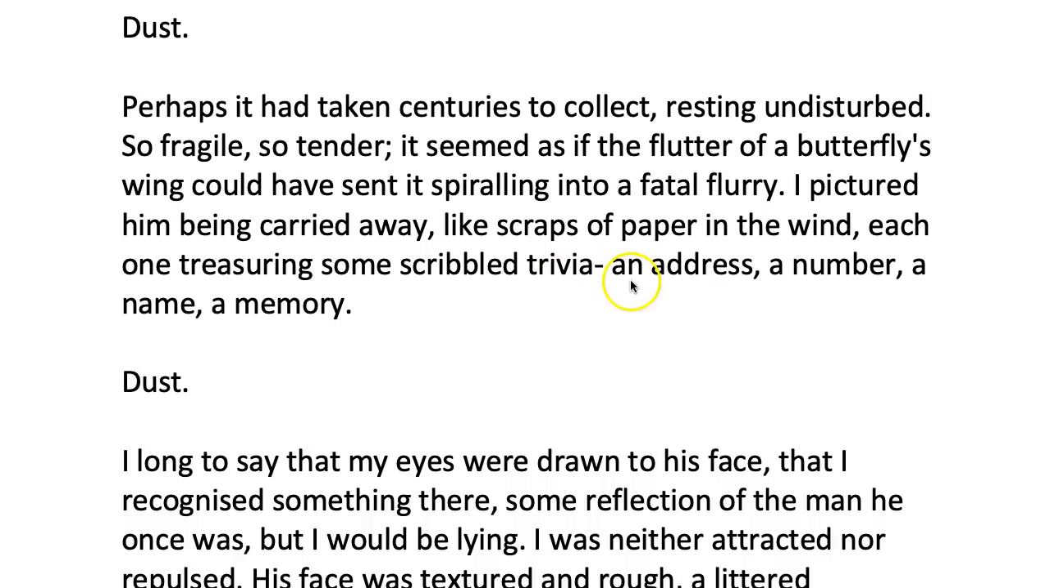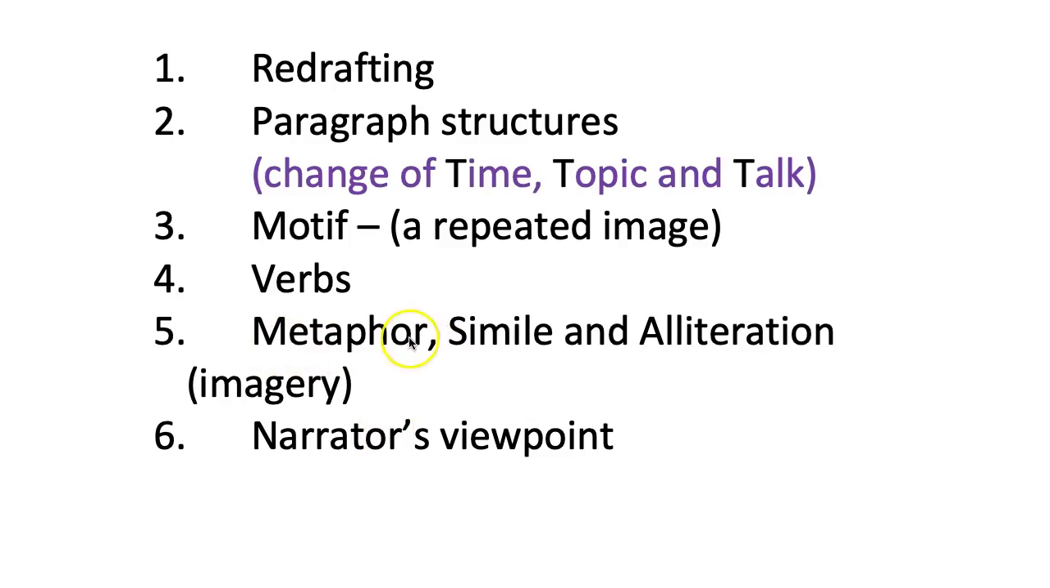That's brilliant. And then we look at an address, a number, a name, a memory. And because we just focus on single things, there's only one address, only one number, only one name, only one memory. The student hints at what a pointless life this was. There's so little to show at the end of it. And it seems as though so little happened when this person was alive. And now we've got a really tragic piece of description. So you've got a taste there of how brilliant metaphor and brilliant simile works.